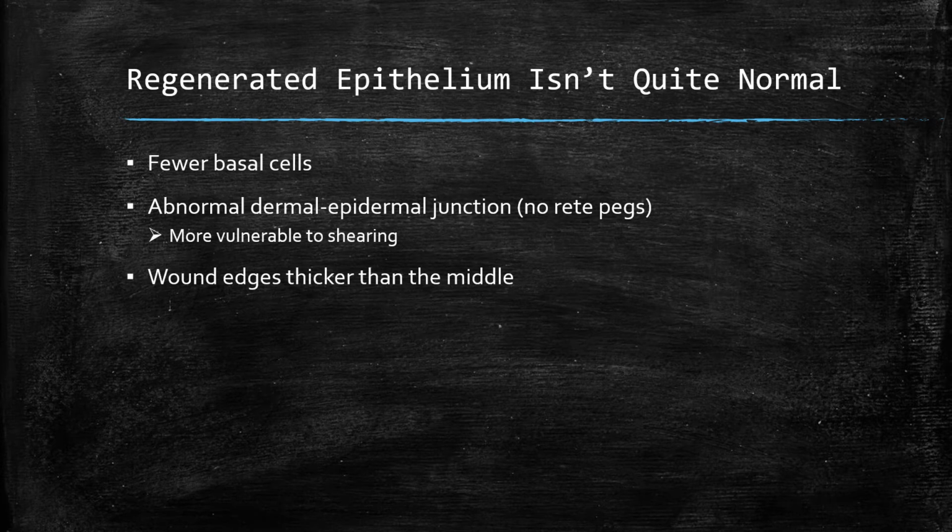The new wound epithelium isn't quite like the normal uninjured epithelium, either functionally or cosmetically. The regenerated epithelium contains fewer basal cells, and importantly, it does not have any rete pegs. This makes wounded tissue much more vulnerable to shearing than unwounded tissue. Cosmetically, there's a big difference as well. Wounded tissue is thicker at the edges and thinner in the middle.